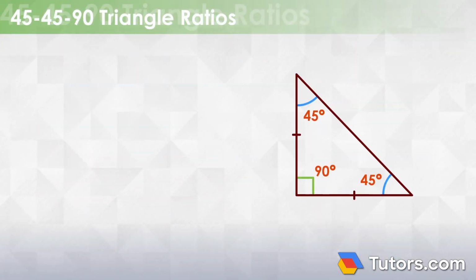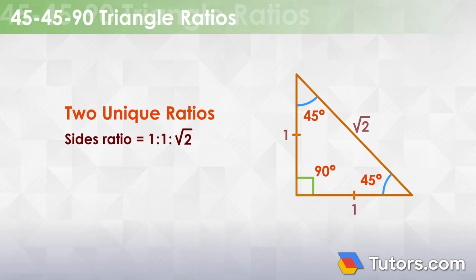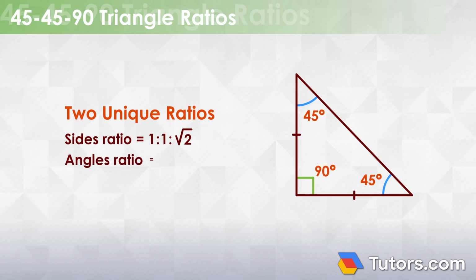45, 45, 90 triangles also have two unique ratios to know. The ratio of the sides, which is 1 to 1 to the square root of 2. The ratio of the angles, which is 1 to 1 to 2.